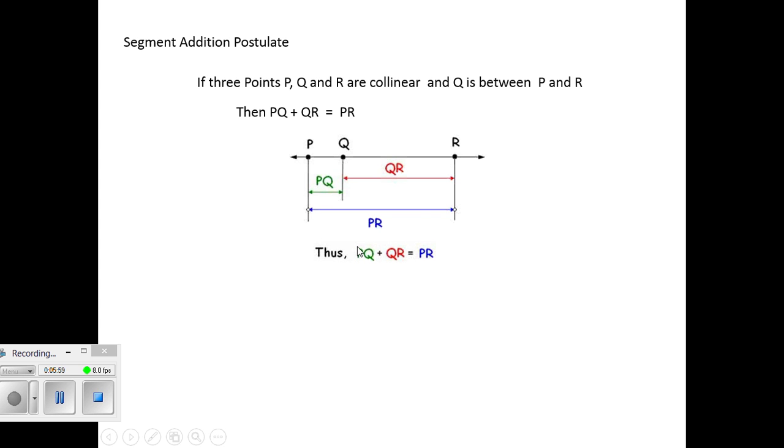We could use the segment symbol over top, or we could use the measure as we did in the previous slide. It's all the same idea. As an extension of this, if there was another point here, S, then of course the sum of the 3 segments would equal the entire length, and all other kinds of possibilities.